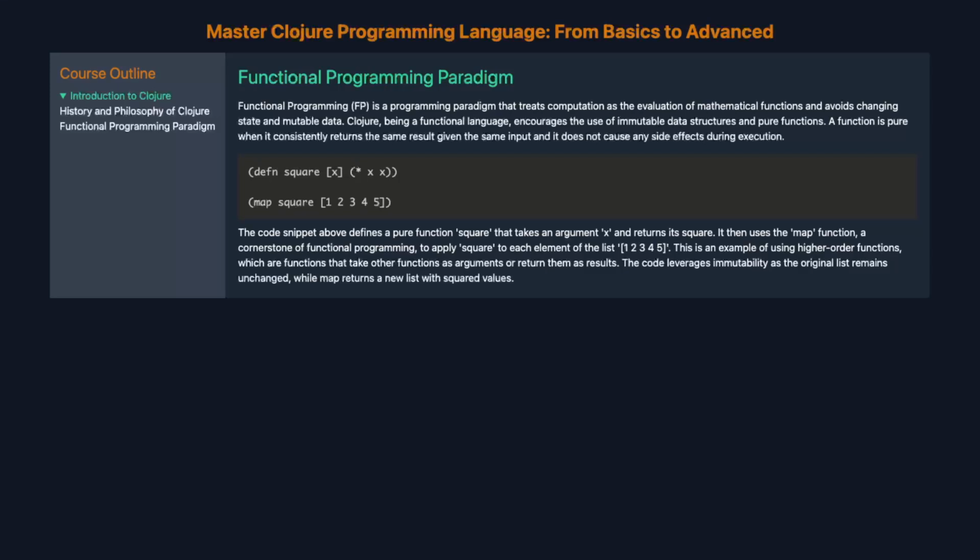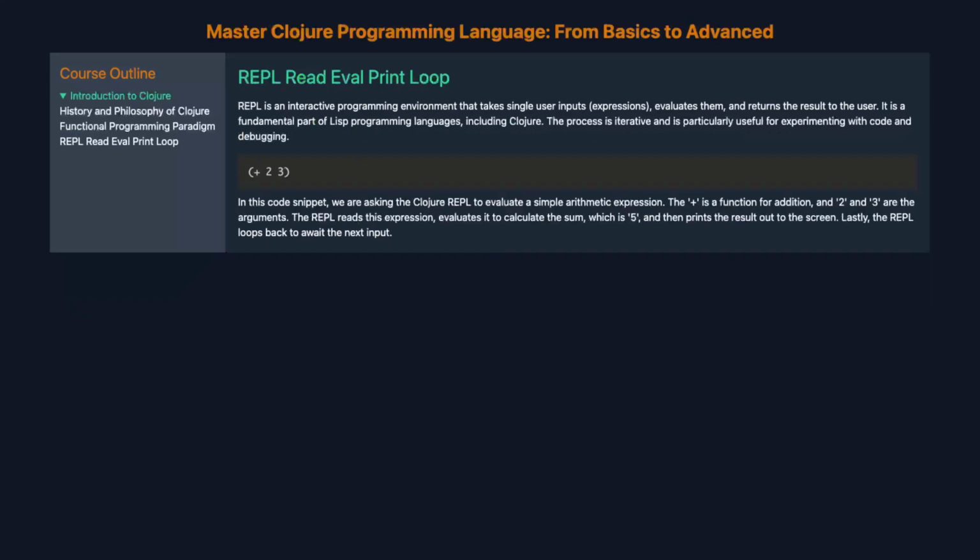The code snippet above defines a pure function square that takes an argument x and returns its square. It then uses the map function, a cornerstone of functional programming, to apply square to each element of the list 1, 2, 3, 4, 5. This is an example of using higher-order functions, which are functions that take other functions as arguments or return them as results. The code leverages immutability as the original list remains unchanged, while map returns a new list with squared values.